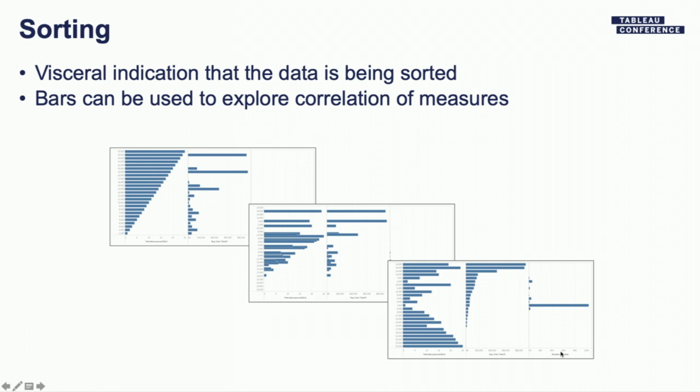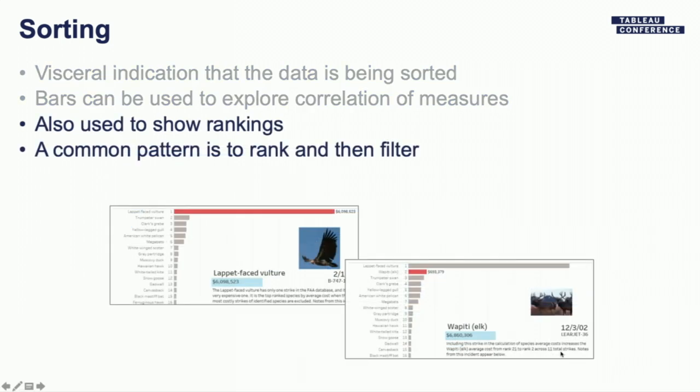Sorting. So animation is very visceral for sorting, particularly with bar charts. And sorting of bar charts can literally be used to show how particular measures correlate against each other. And notice that word correlate, that's a word from statistics. And so that can be a core part of the logic of a data story that you're telling to each other.